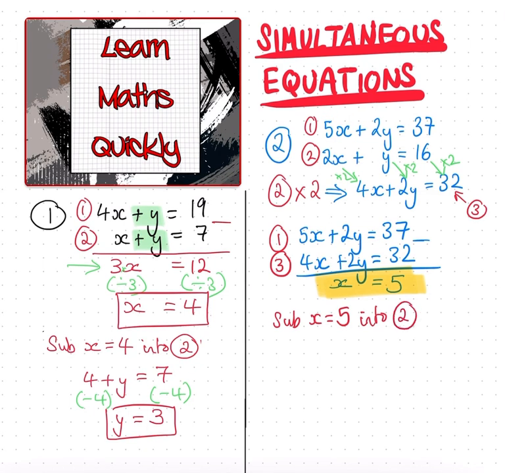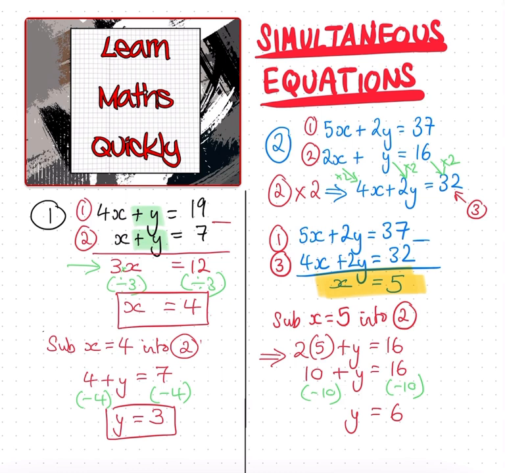So now we've got 2 times 5 plus y equals 16. That's the same as saying 10 plus y equals 16. And now we just subtract the 10 because we want to get that y by itself, which leaves us with y equals 6. So we've now got x equals 5 and y equals 6. A good thing to do here, if you want to, is to go back and check by putting x equals 5 and y equals 6 into one of your other equations, just to see if it works.